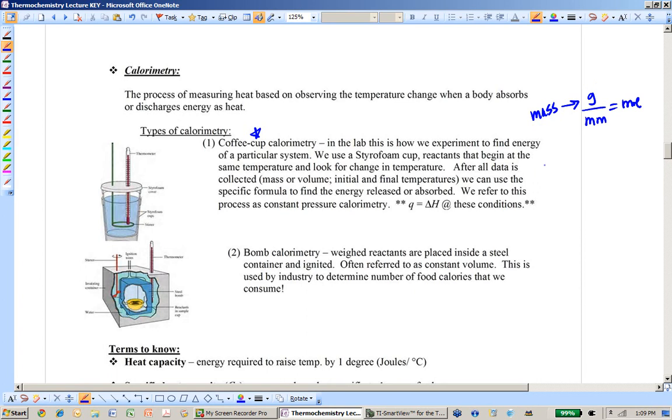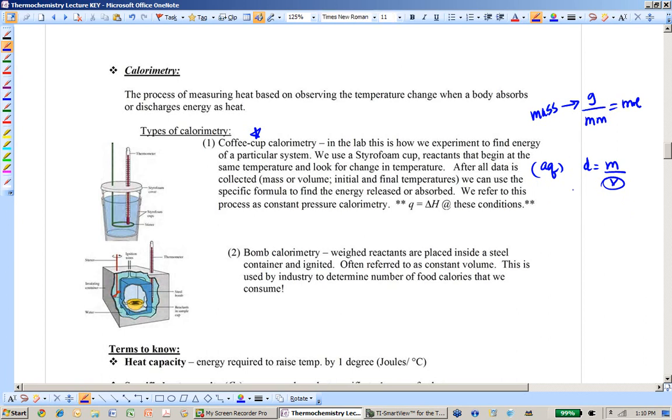But if they were solutions and they were aqueous, then what are you going to need? Well, you're going to need the density. So you're going to need the fact that density is equal to mass per unit volume, right? So I want to solve for volume. So volume is equal to mass divided by the density. So you just want to make sure that if you get the density, you use that calculation correctly so that you end up getting the volume.